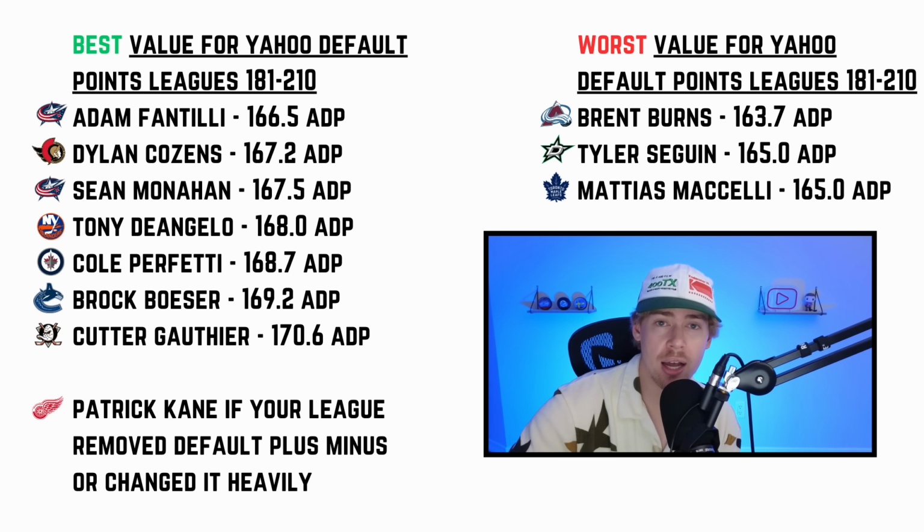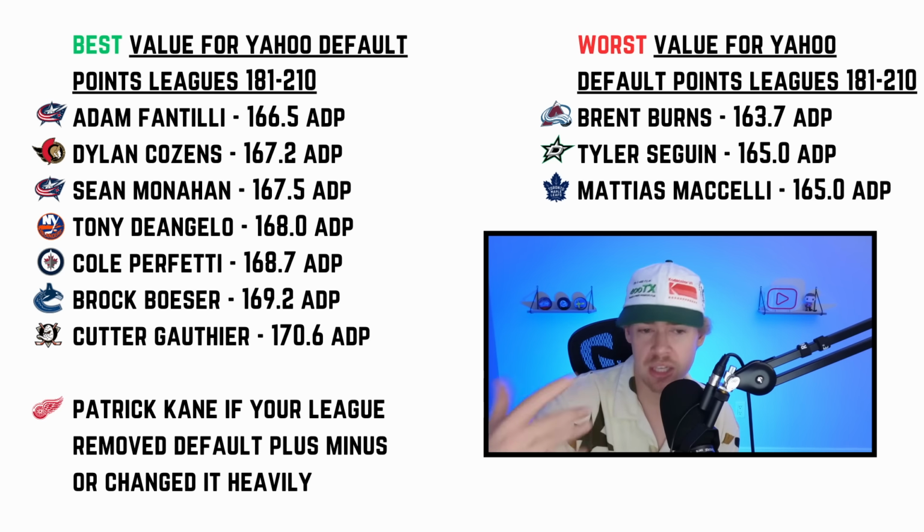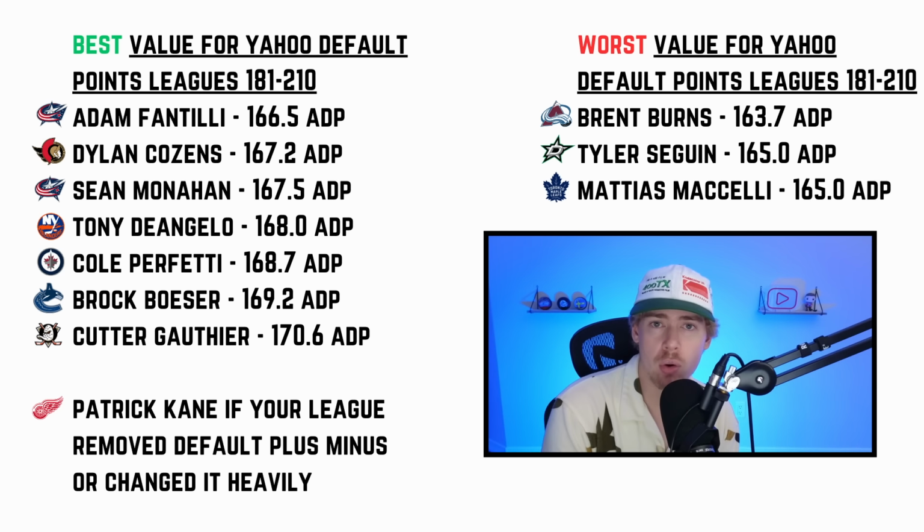Brock Besser, one of my favorite values, guys. Line 1 with Elias Pettersson, power play 1, decent shots. He could score 35 goals and put up 70 points. That's in the range of outcomes for Besser, and you were getting him super freaking late.